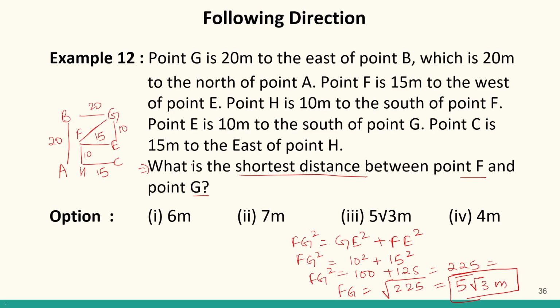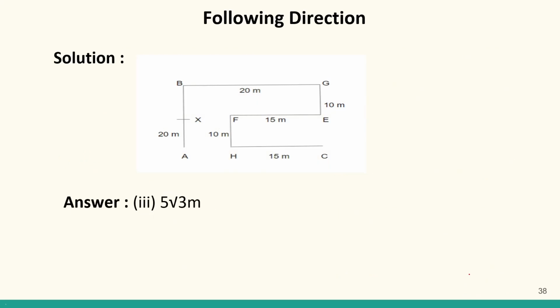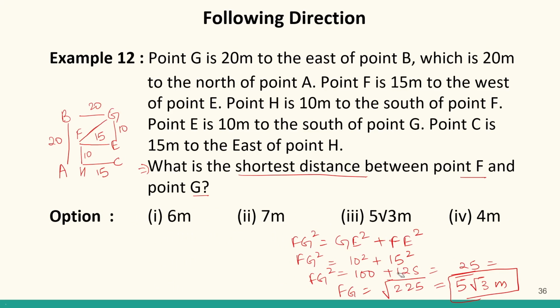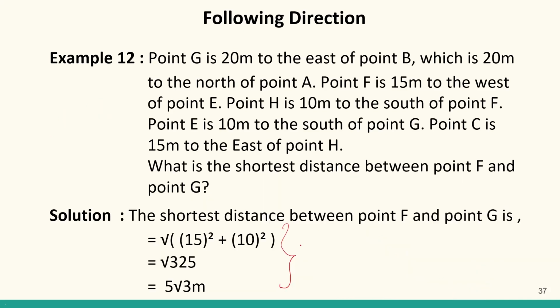So with respect to G, the shortest distance between F and G will be 5 under root 3 meter. This will be the shortest distance. So 10 meter, 15 meter, and here is the calculation. Our answer will be, sorry, this was 325. Calculation error. This was 100 plus 225, 325. Under root of 325 gave me 5 root 3 meter. So this is what we'll get. 5 root 3. This will be the answer.